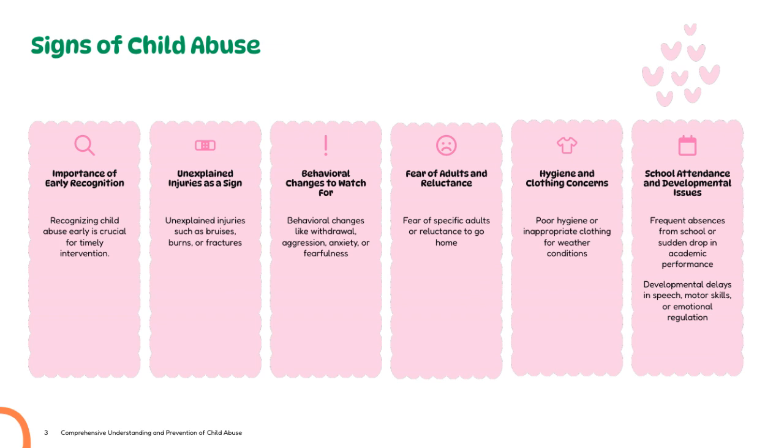Another red flag is a noticeable fear of certain adults or a reluctance to go home. Additionally, poor hygiene or wearing clothing that isn't appropriate for the weather can suggest neglect. Lastly, frequent school absences, a sudden drop in academic performance, or delays in development, such as speech or emotional regulation, can also point to underlying issues. Recognizing these signs early can make a significant difference in a child's safety and well-being.